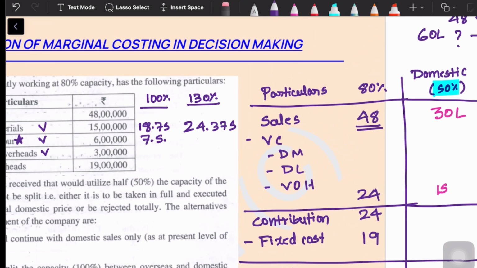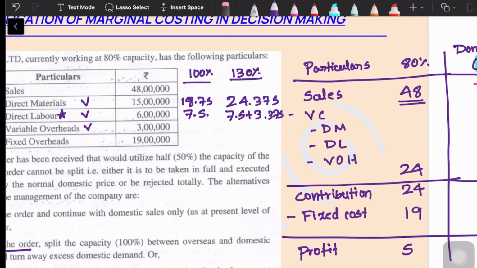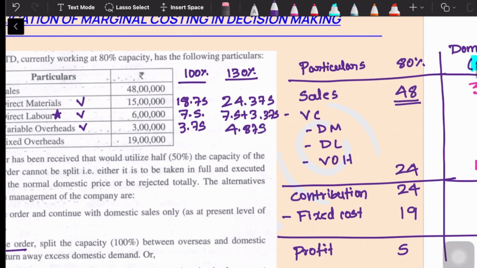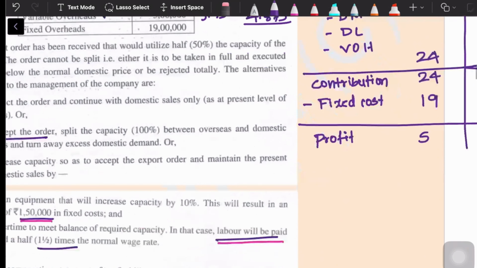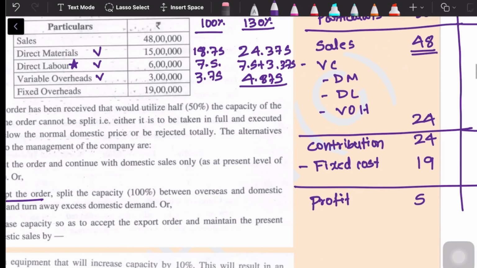So this I add 7.5 plus 3.375. Variable overhead. So 3 lakh at 80%, that means at 100% it is going to be 3.75. At 130% it is going to be 4.875. And fixed overhead, there is a condition in point A. Buying an equipment that will increase capacity by 10%, this will result in an increase of 1.5 lakh in fixed cost. So 19 plus 1.5 lakh, so 20.5 in the fixed overhead.